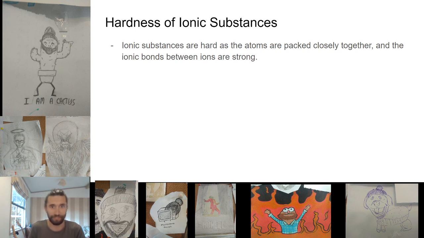Ionic substances is what we're interested in, and they're hard. So if you think of salt, it's very hard. It's not soft if you push it. And this is hard because the atoms are packed very closely together, and because the ionic bonds between the ions are strong.